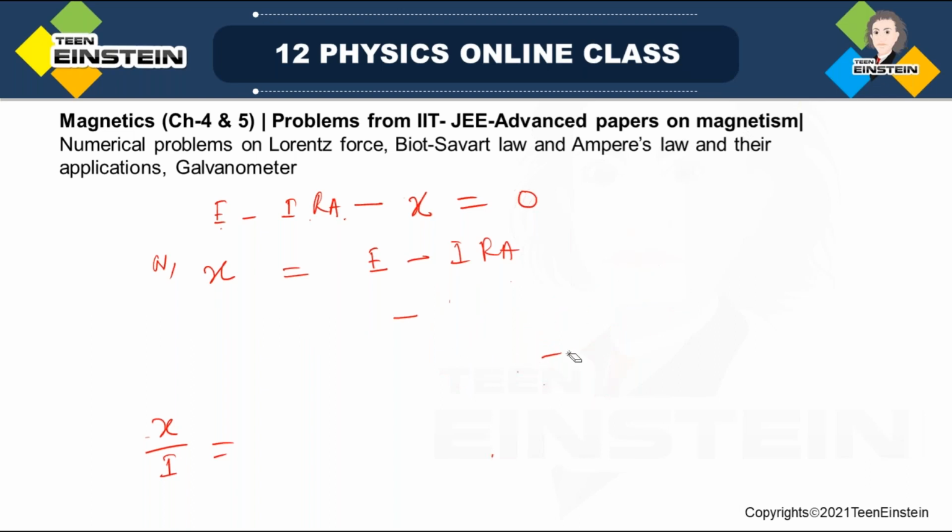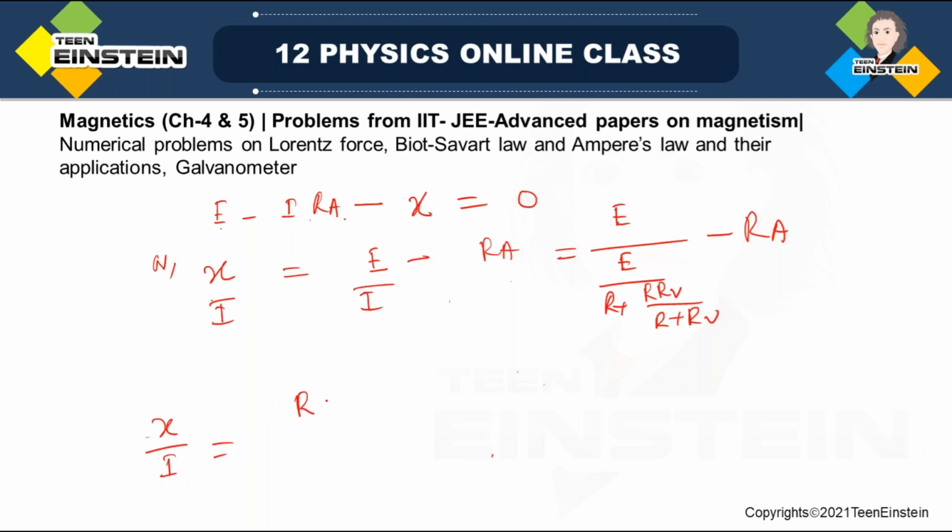Divide with R on all the sides. So this will be I, this will be this by I, and this will be RA alone. And as I said, you can put the value of this: I by RA plus R into RV divided by R plus RV, minus RA. Like this, if you do it, you'll come to a point where you get R into RV divided by R plus RV.